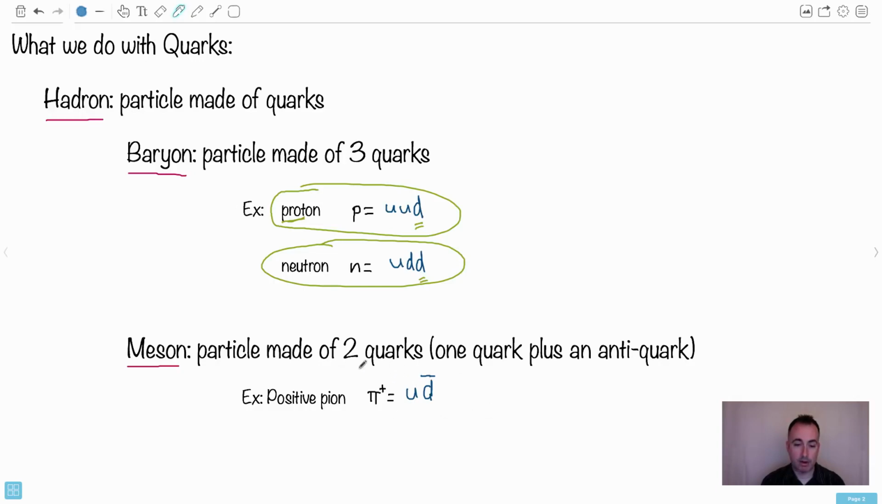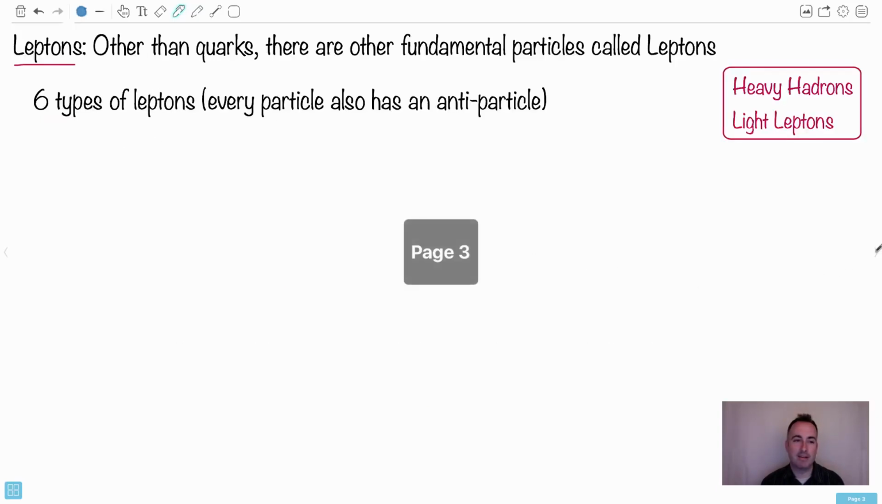This is a real particle. You can actually find this in nature. Some of them are very short-lived, for example, but this is a positive pion, it's called. So this is really important. Again, remember, if it's made of a quark and an anti-quark, then it's a meson. And remember, mesons are hadrons because they're still made of quarks. So this is how we could sort of break it all down here.